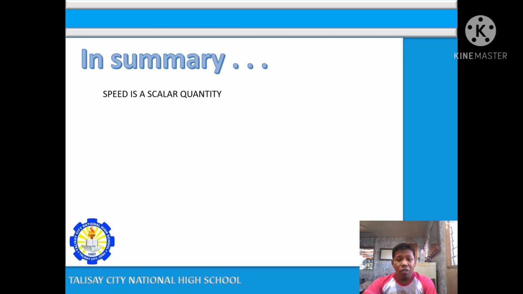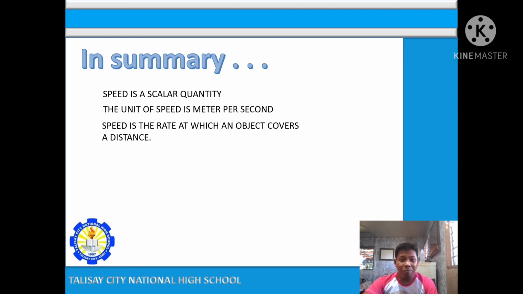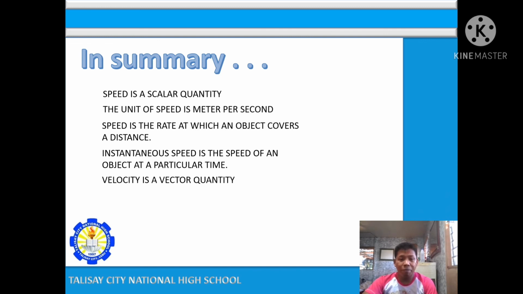In summary, speed is a scalar quantity. That means it expresses magnitude only. And in calculation, the direction of an object is not being considered. The unit of speed is meter per second because speed is the ratio of distance divided by time. Speed is the rate at which an object covers a distance, and rate is always with respect to time. Instantaneous speed is the speed of an object at a particular time.